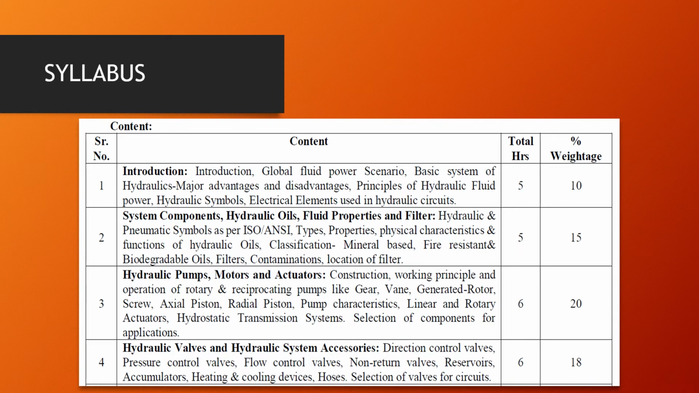There are a total of 8 units in this syllabus. In the first unit, you will learn about what is hydraulics, what is pneumatics, and the basics of hydraulic systems as well as their advantages and disadvantages. In the second unit, you will get to know different symbols which are used in hydraulic and pneumatic systems while designing the circuit diagram. You also learn different types of oils and different types of filters which are used in the hydraulic system.